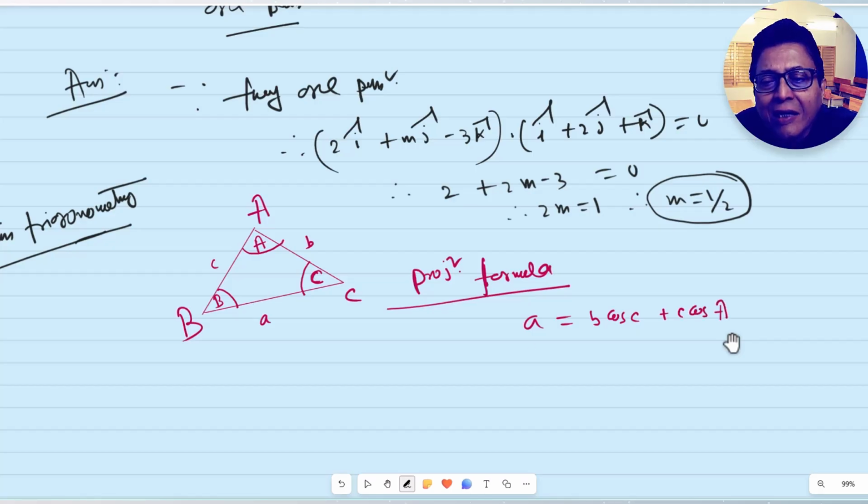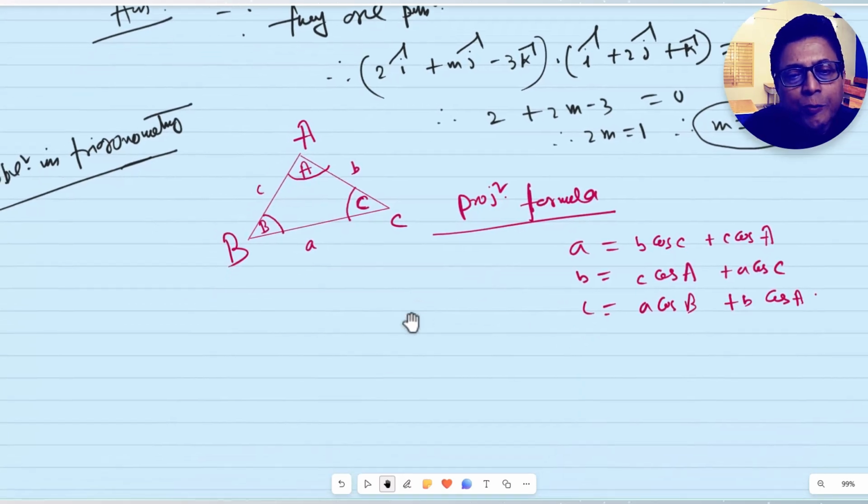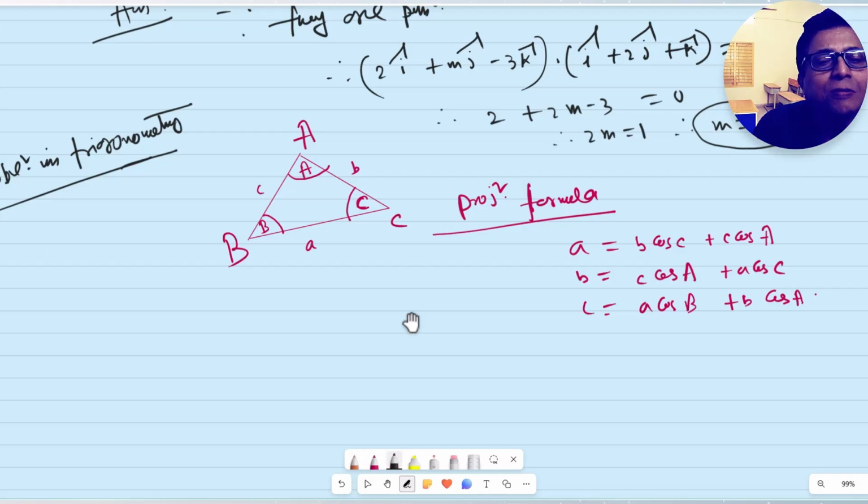I am not saying that it cannot be proved with the help of trigonometry. Definitely you have done it that way. But the vector method will give you an easier way to prove all this: B equals C cos A plus A cos C, C equals A cos B plus B cos A. How to prove it? Here, the length of the side we have taken as A.